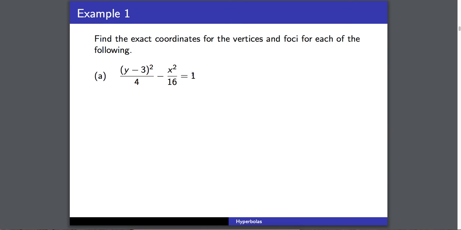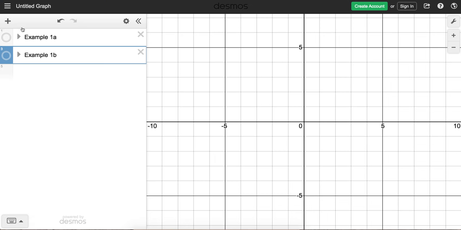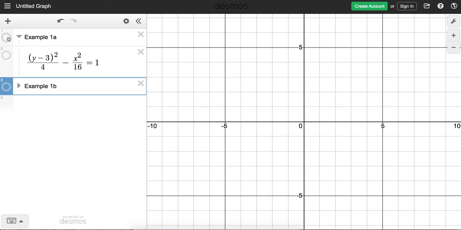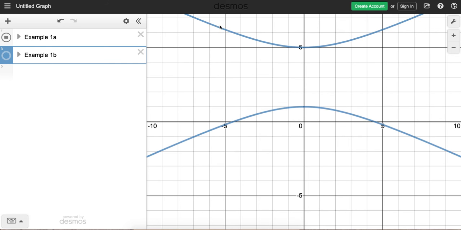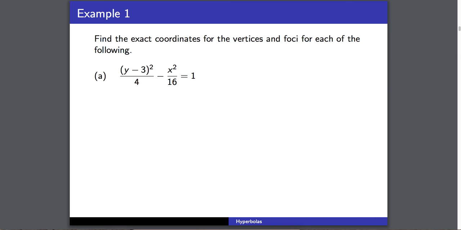So let's start by getting a good idea of what this looks like. Here's example 1a, and notice this one is opening up and down. So the branches of this hyperbola are opening up and down and not left and right. We can tell based on the equation because the y has the positive in front of it and x has the negative in front of it, which means it's going to open up and down if the y is the positive in front.